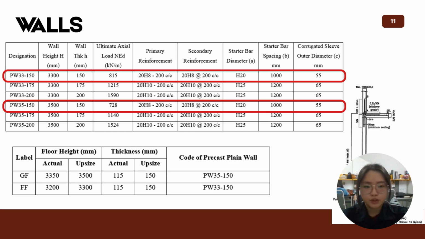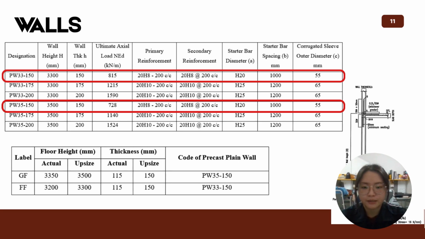Due to the complicated geometry and the non-duplicated ground floor and first floor structural layout, the internal walls remain the conventional method. As for the floor height, the ground floor actually has a floor height of 3,350, but we upsize to 3,500. The first floor has an actual floor height of 3,200, then we upsize to 3,300, because we need to align with the JKR IBS catalog.